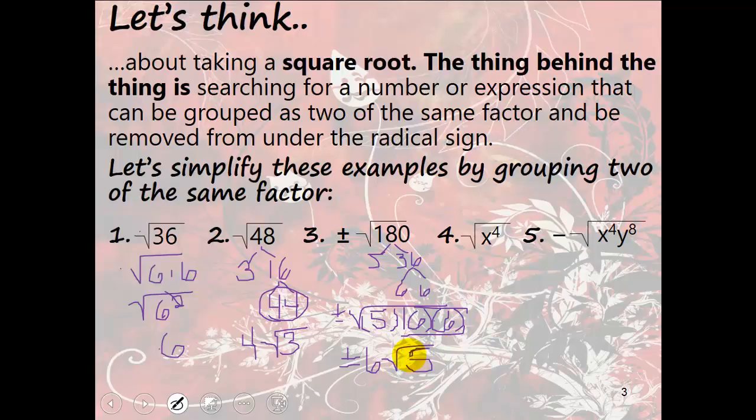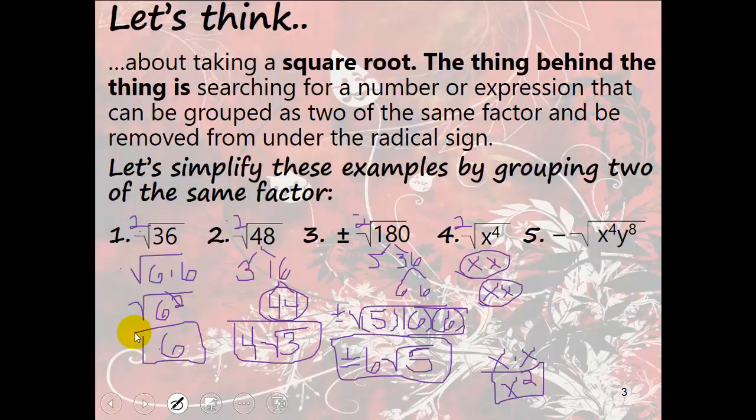Now with variables, you want to group them in the same size as the index. Remember, these are all index of 2. When there is no index, it's understood to be a 2. So this is an x and an x, and that's going to come out as a single. And then I have another x and an x. What's that going to come out? Another single. So I get x squared. Okay, let me square my answers off here.